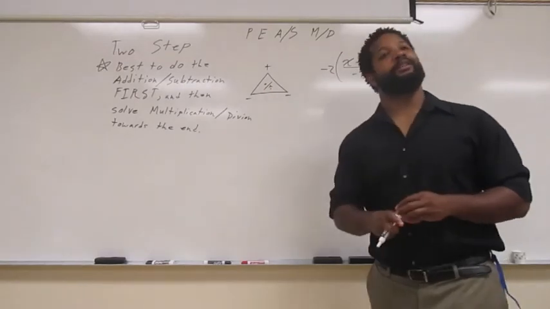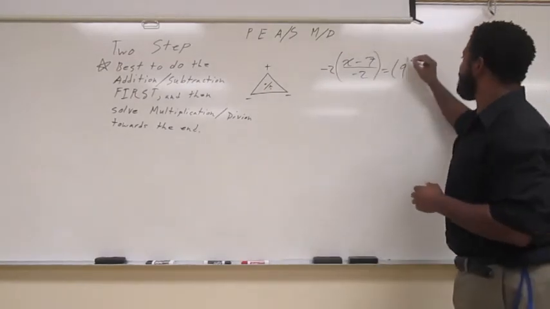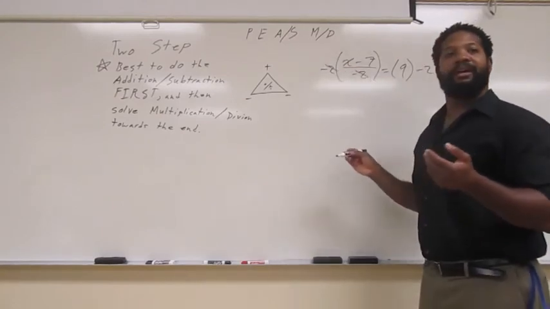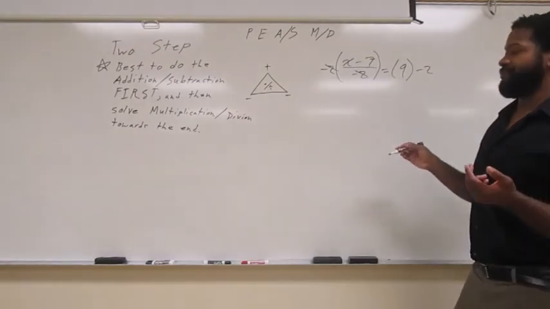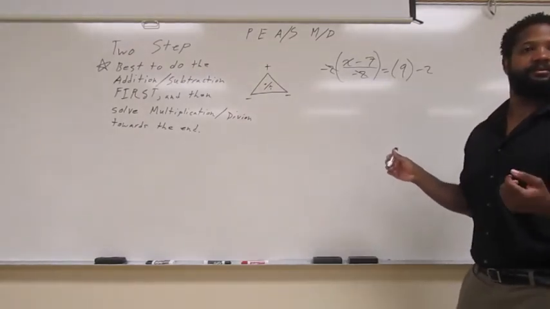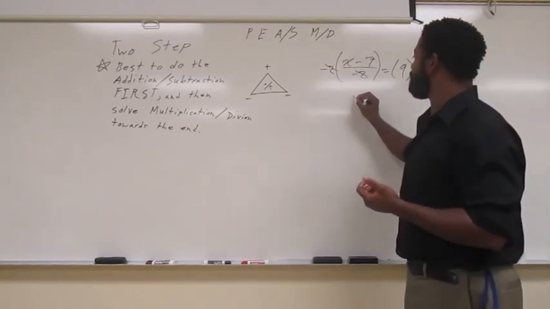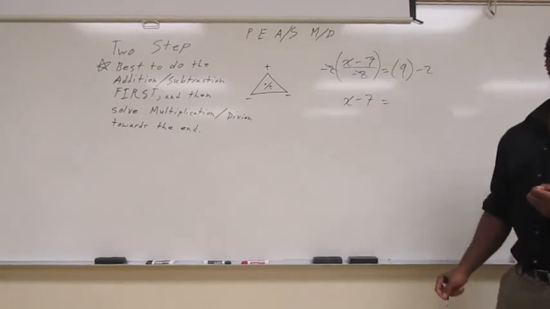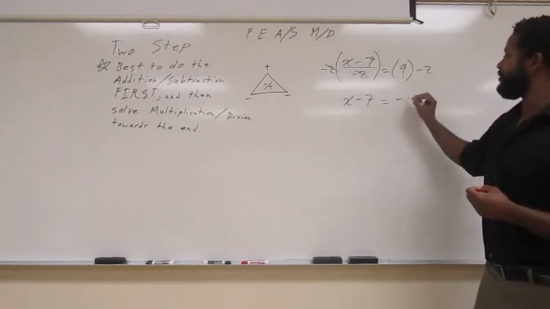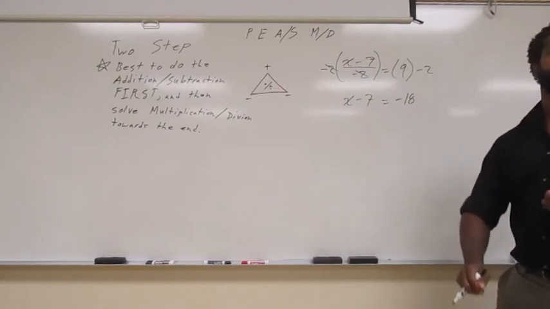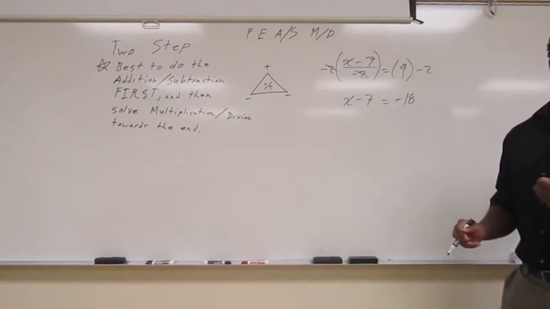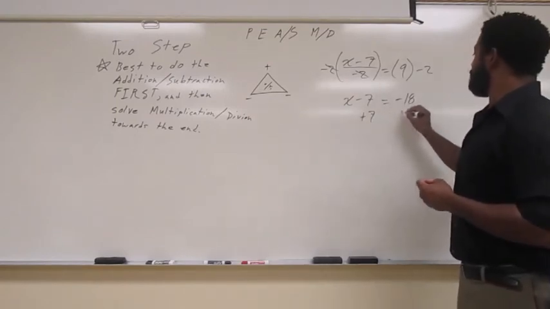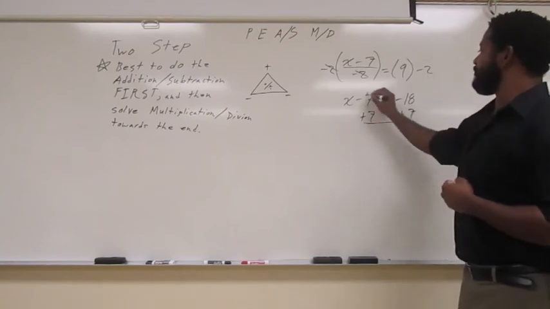What you do on one side, you must do to the other, okay? And that's how you get rid of that. Boom. Okay? Bring it down. What comes down? x minus 7. What's 9 times negative 2? Negative 18. How are we going to get the x by itself? Add 7 and 18. Negative 11.